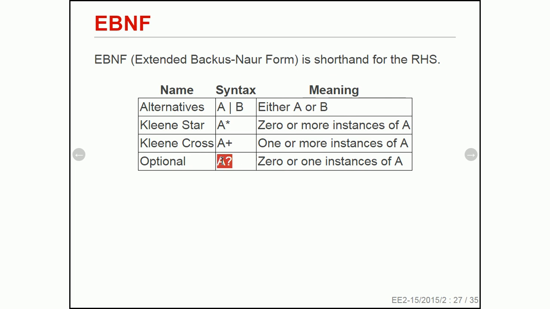The optional syntax is another construct you see in a lot of different EBNF and regular expression grammars. So this is saying either A appears 0 times or A appears exactly once.